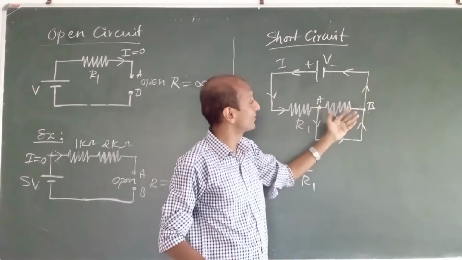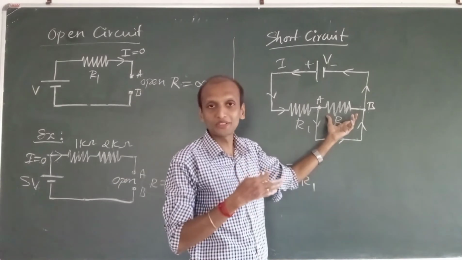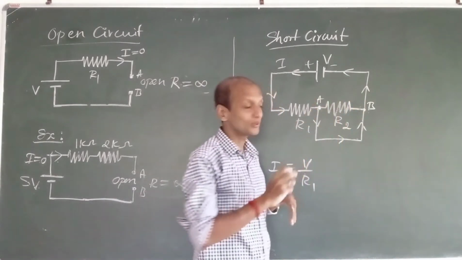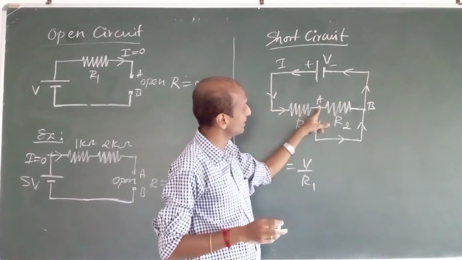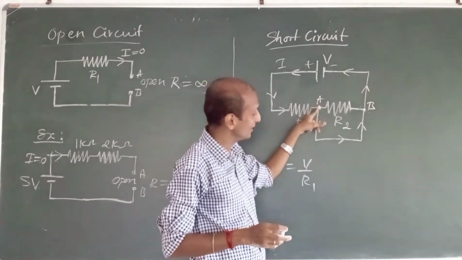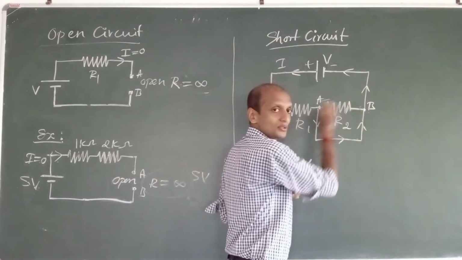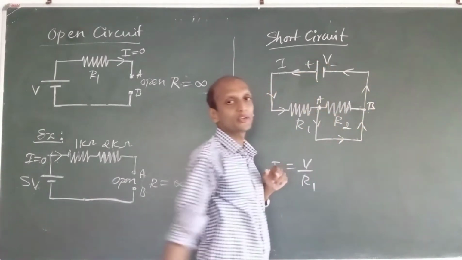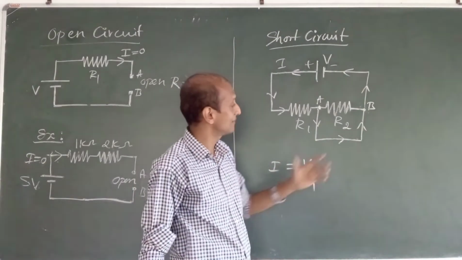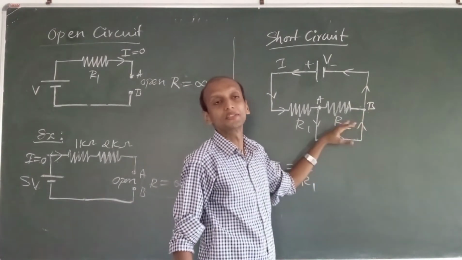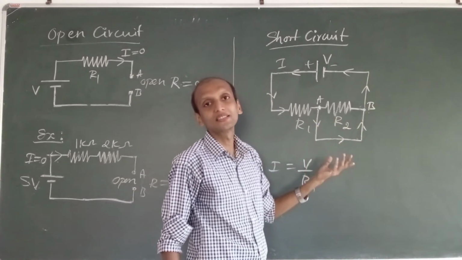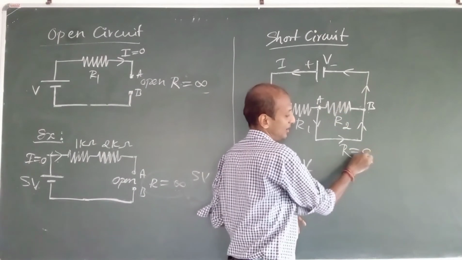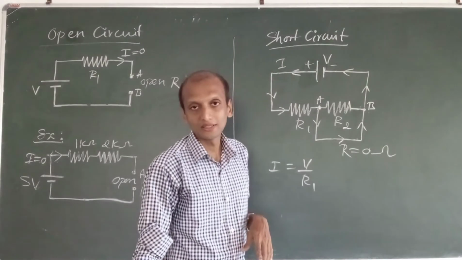Here it faces a lot of opposition. Here there is no opposition, isn't it? So it finds an easy path to flow, and when the current comes to point A, it will directly go to point B through this way, not through R2, and it reaches the negative of the power supply. Whenever there is a short across some resistance, this resistance acts as if it is not there, and across a short the resistance will be 0 ohms.